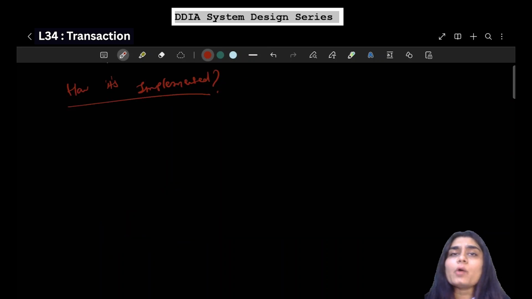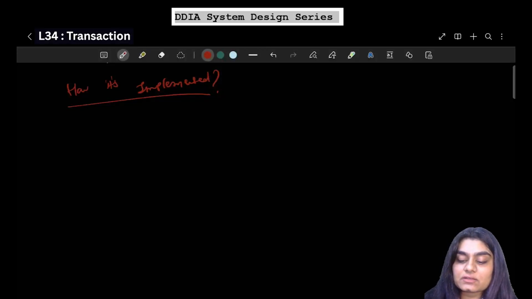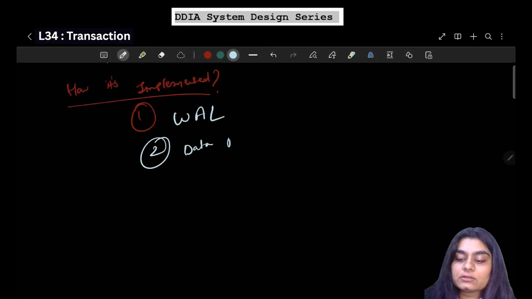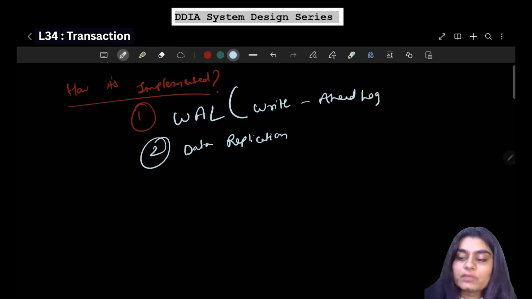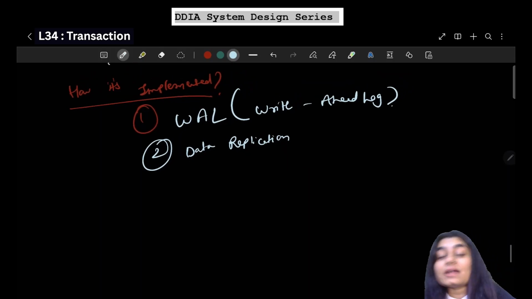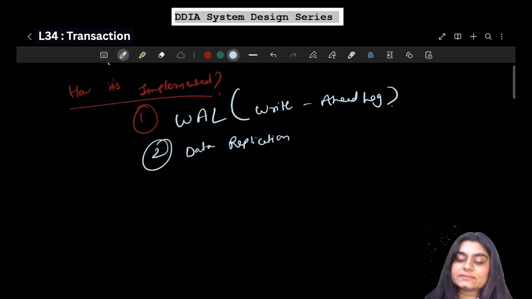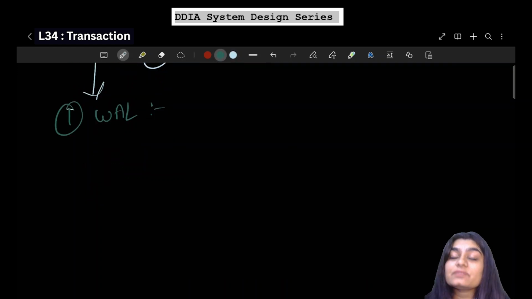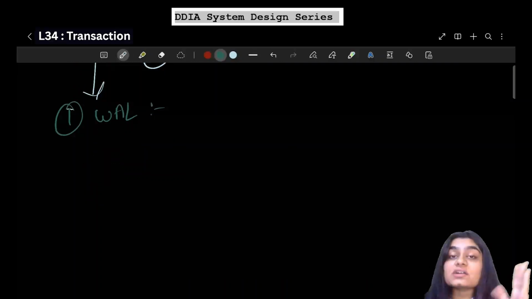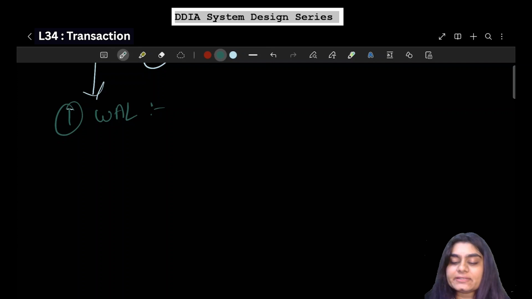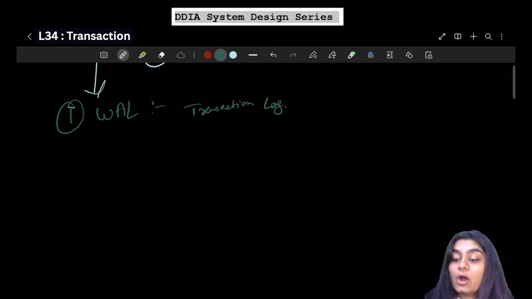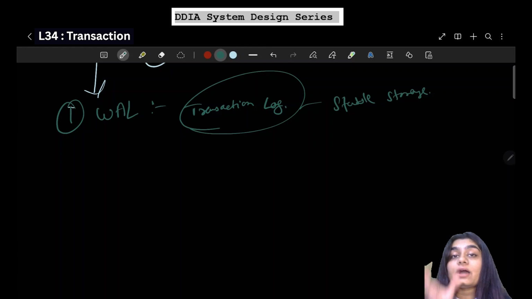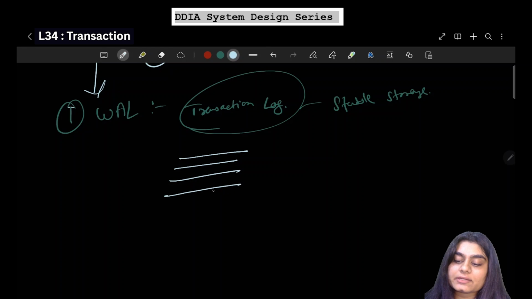So now let's discuss how it is implemented. Databases ensure durability by using techniques such as WAL and data replication. Here WAL is write ahead log. We have discussed this in our previous starting lectures, but let's go into that. What is WAL? It is write ahead log. This is a fundamental technique where any changes a transaction makes are first recorded in the transaction log on stable storage before being applied to the main database. The log is an append-only record of changes.